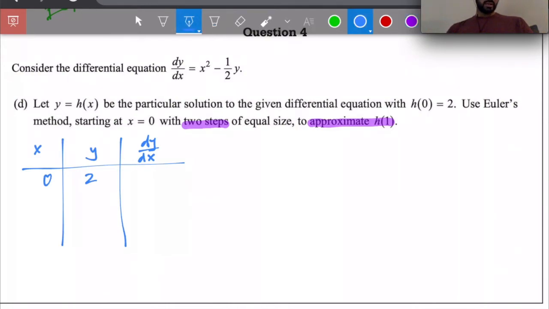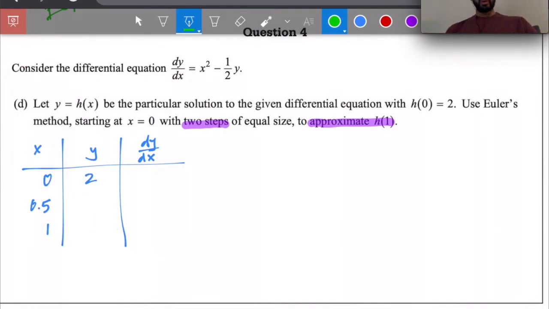So that means that I need to get from 0 to 1 using 2 steps, including the 1. So that means that I have to have a 0.5 in between here. Okay, I take my first step to 0.5, I take my second step to 1. That's 2 steps of equal size, and I'm approximating h of 1. I'm finding what this value is going to be, what that guy right there is going to be.